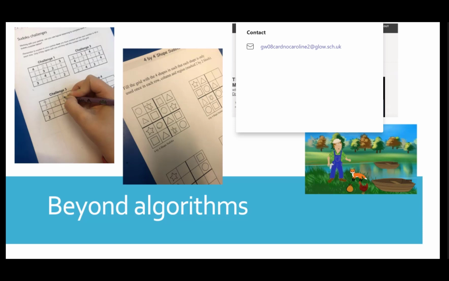And this has really helped them to understand that they're using logic there to solve those problems, and also they're looking for patterns.